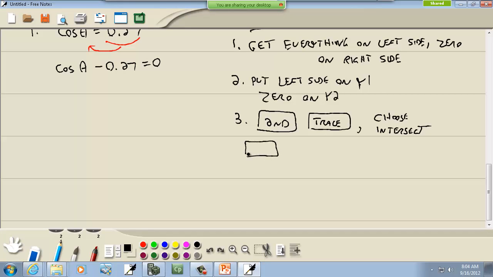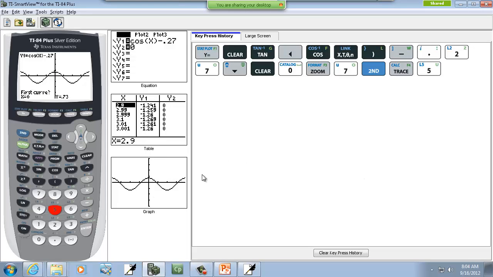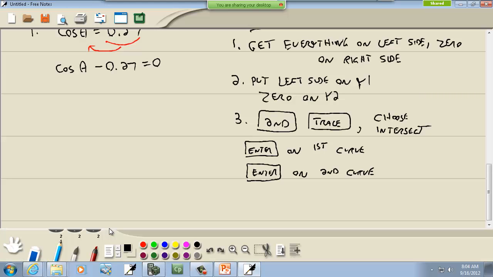Then we're going to press enter on first curve, and then we'll also press enter on second curve. Now, there's nothing special I'm doing there. I'm just pressing enter twice. If it won't let you go past first curve or second curve, it means you don't have 0 on Y2. So go back and do that.